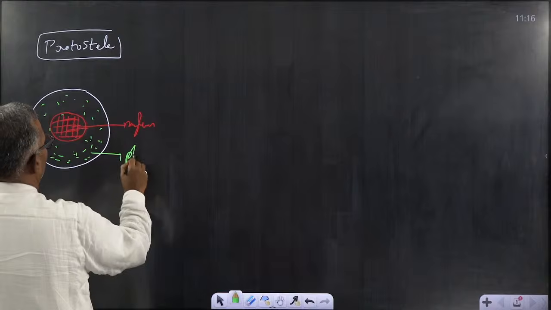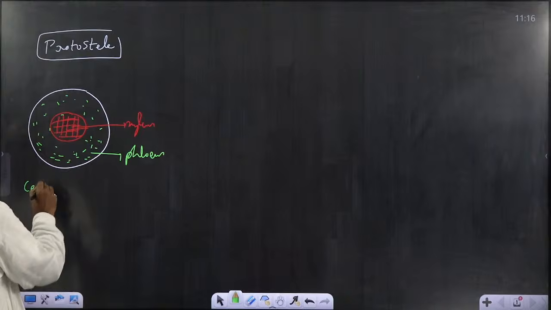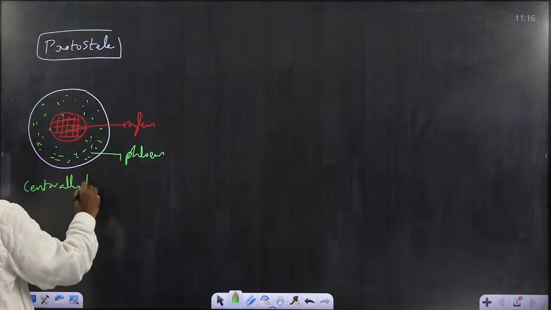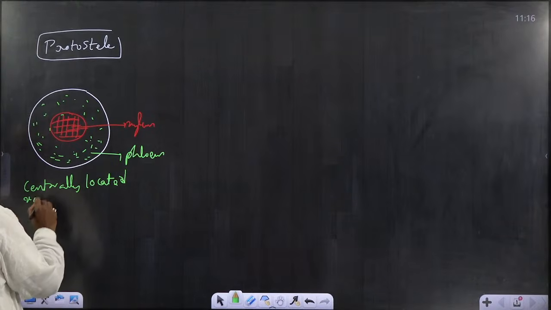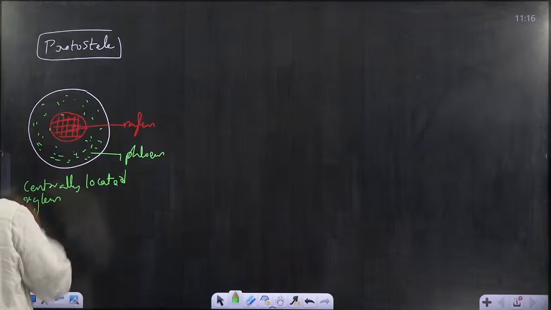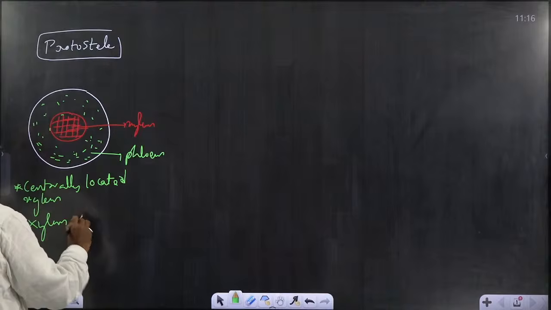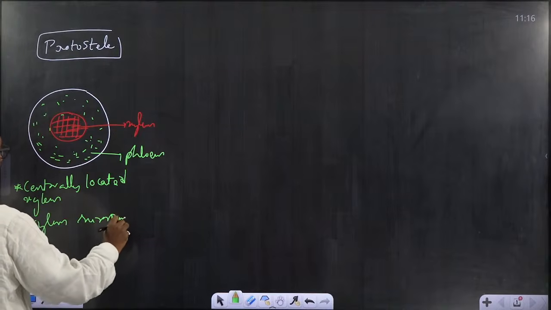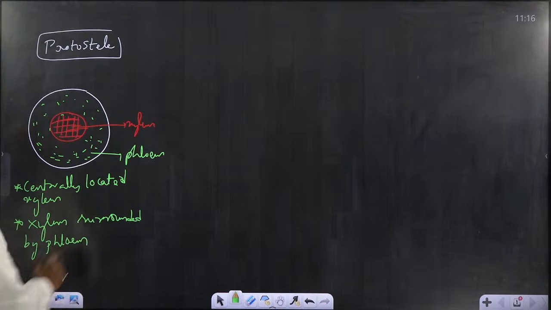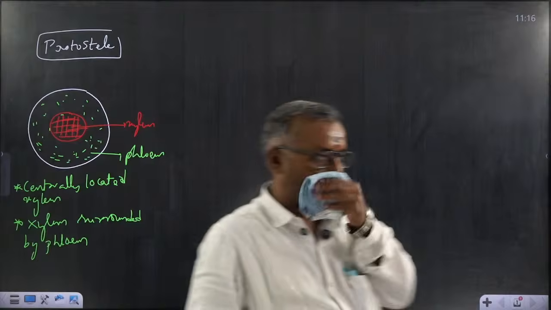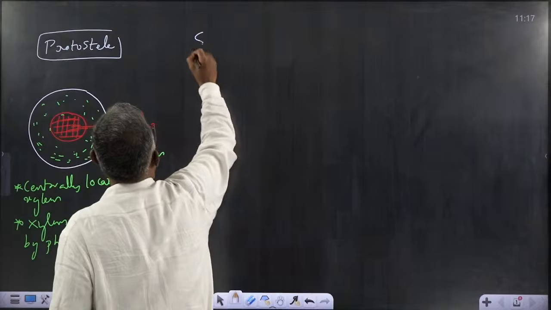This is phloem. So this is centrally located xylem, and this xylem is surrounded by phloem. This is called as protostele. Next, let us take the next one, siphonostele.